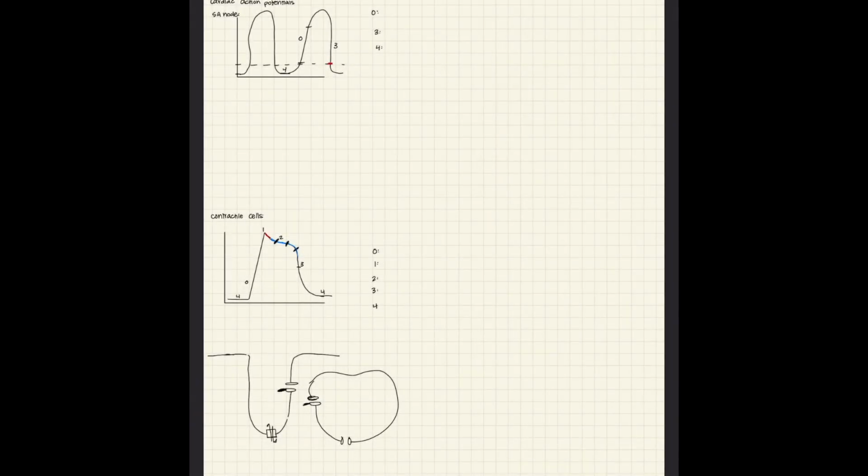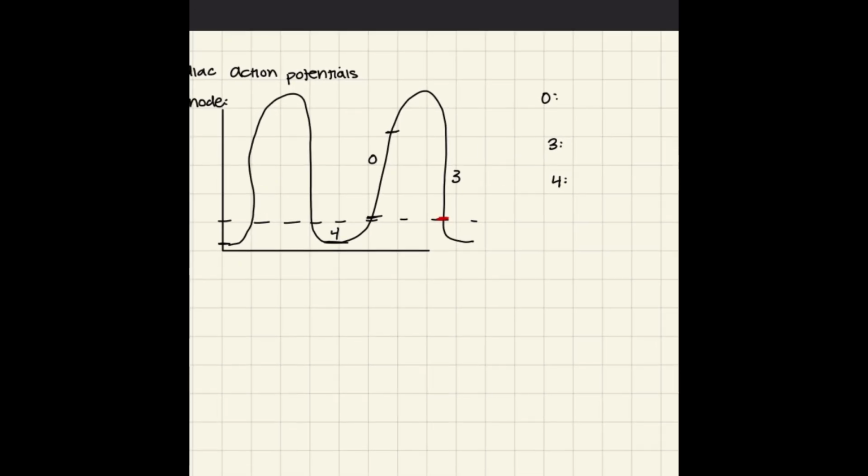Okay, so cardiac action potentials. There are two different kinds: action potentials in the SA node, and action potentials in contractile cells, like ventricular cells. These action potentials look slightly different depending on where you are. So I'm going to start with the SA node.